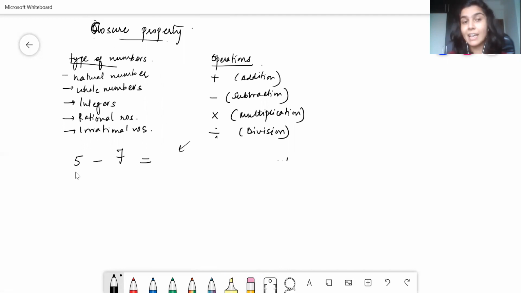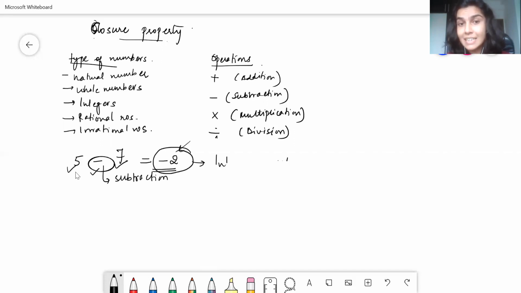Now, when I'm doing 5 minus 7, what am I getting? Minus 2. But I know negative numbers do not come under natural numbers, right? So whenever I'm subtracting two natural numbers, it is not necessary that I get a natural number as an answer. This is one natural number, this is another natural number, and the operation I'm doing is subtraction. And the answer I got is an integer. It's not a natural number.